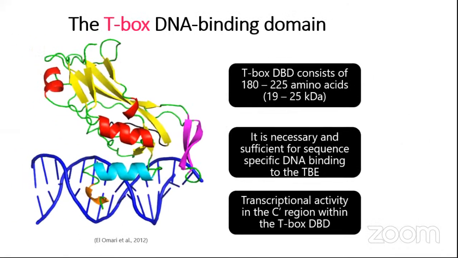So as I said earlier, the TBR1 T-box belongs to the T-box family of transcription factors, and they are characterized by the T-box DNA binding domain as shown over here. This is the T-box domain from another T-box family member, TBX1, and the domain consists of approximately 180 amino acids and weighs about 20 kilodaltons. This domain is both necessary and sufficient for sequence-specific DNA binding.